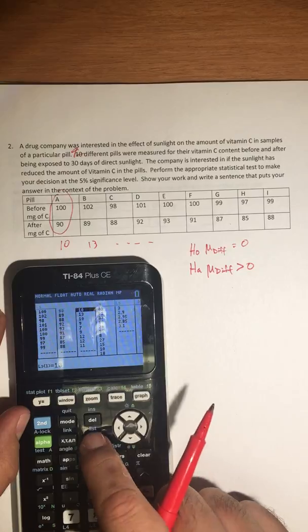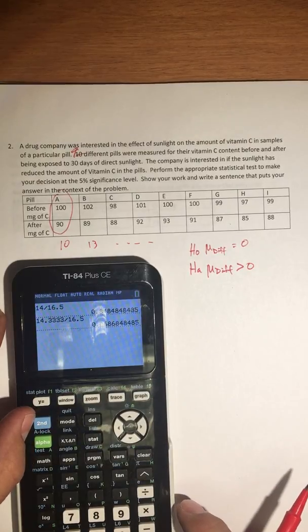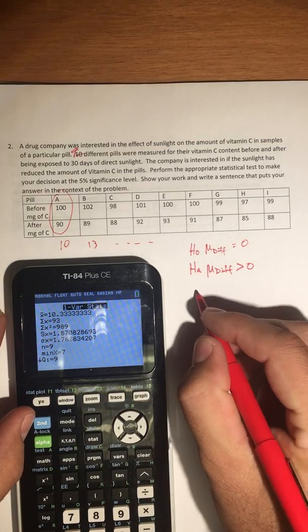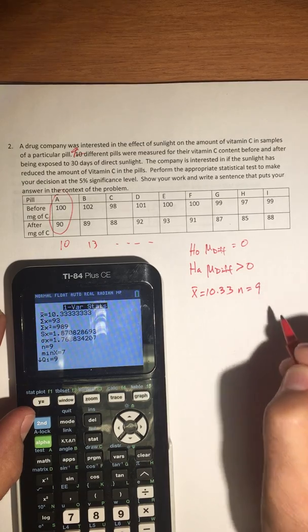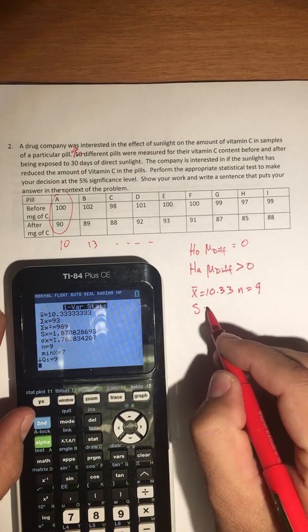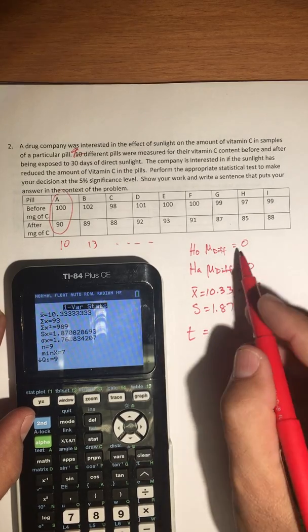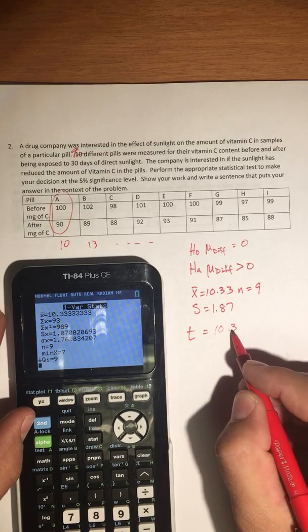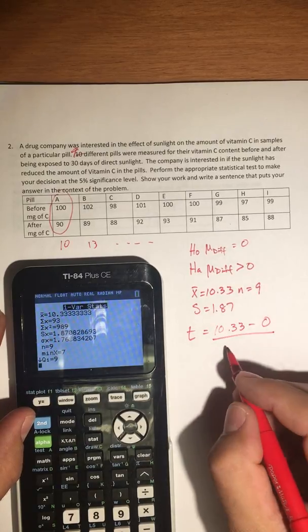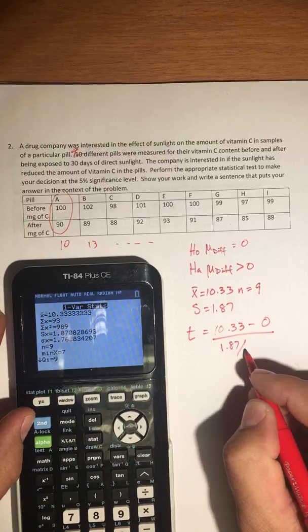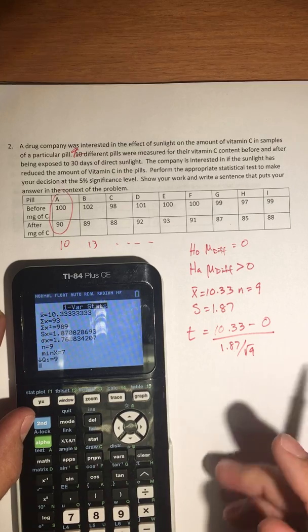So let's find our X bar. We'll go stat calc 1-var stats on list 3 now. And I get an X bar of 10.33. My sample size was only 9, and my standard deviation was 1.87. So I'll do my t-score. And so that's going to be the observed value, 10.33, minus the expected value, which is 0, divided by the standard error, which is 1.87 divided by the square root of 9. And you can see that this is clearly going to be a very large t-score.